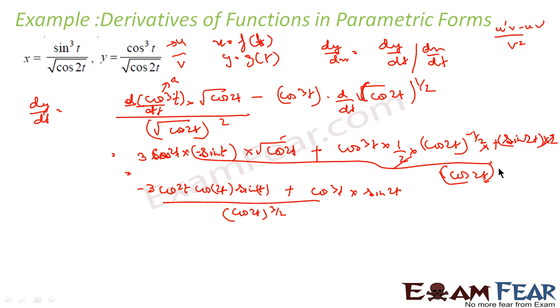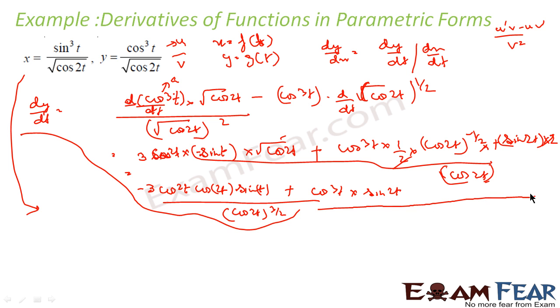Similarly, now we have to find dx by dt, because my formula is dy by dt divided by dx by dt. So I'll find dx by dt. Let me just draw a line here so that we don't get confused. This is my equation 1 actually. So let's find dx by dt now. We'll do similar stuff here. So dx by dt will be nothing but, this is also u by v form actually.